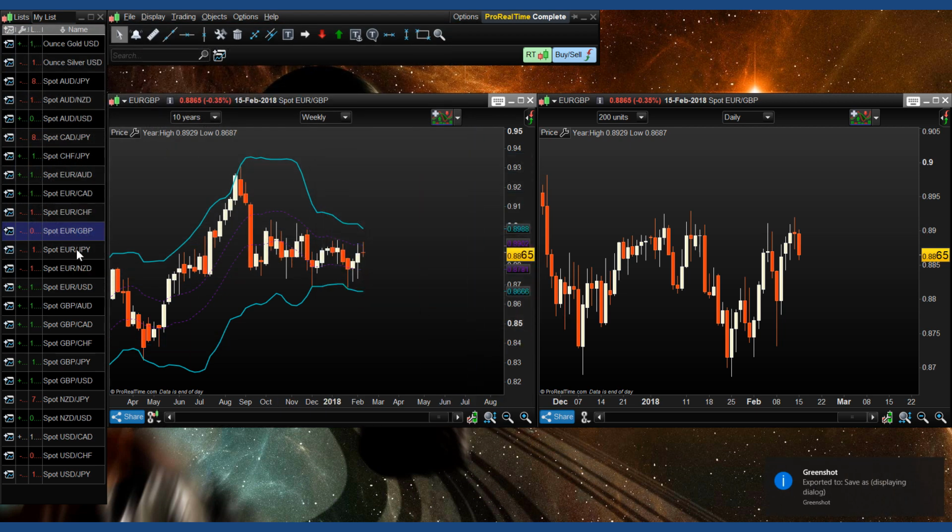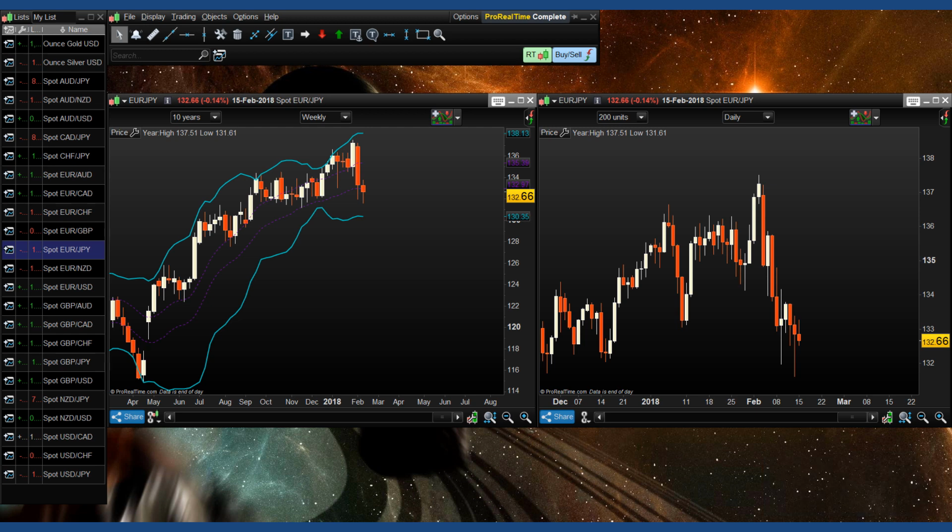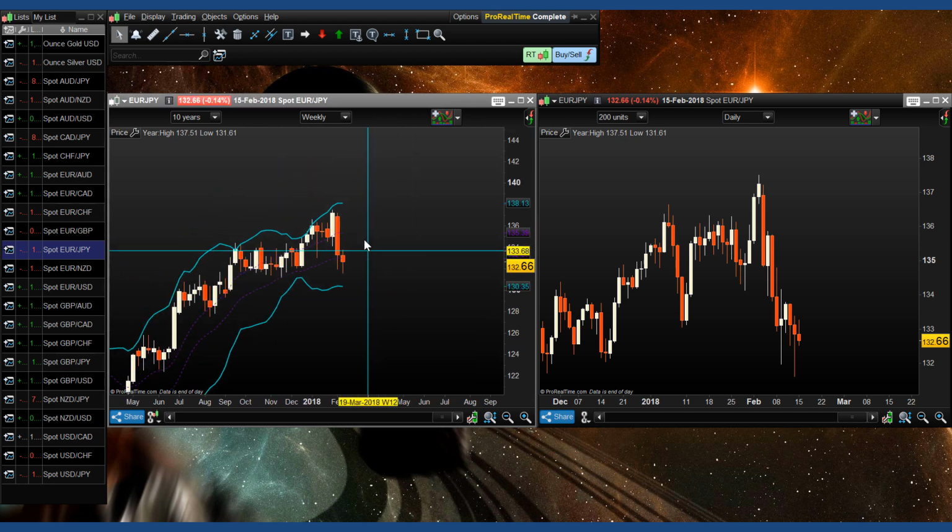Next would be Euro Japanese Yen. And a similar strategy here to the first two pairs. Basically, my analysis says that it's going to be in a range, or most likely to be in a range for the next 4 weeks. So we're going to sell one call up here and then one put below.